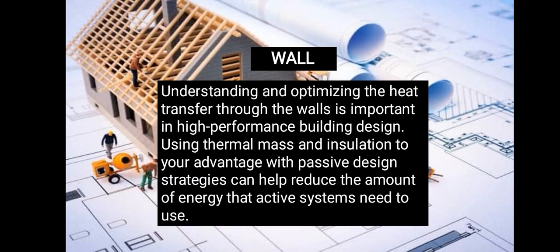Wall. Understanding and optimizing the heat transfer through the walls is important in high-performance building design. Using thermal mass and insulation to your advantage with passive design strategies can help reduce the amount of energy that active systems need to use. So the thermal mass is the ability of a material to absorb, store, and release heat. Examples of thermal mass that can be used in a wall are concrete, brick, and tiles. So these materials are considered as high thermal mass.